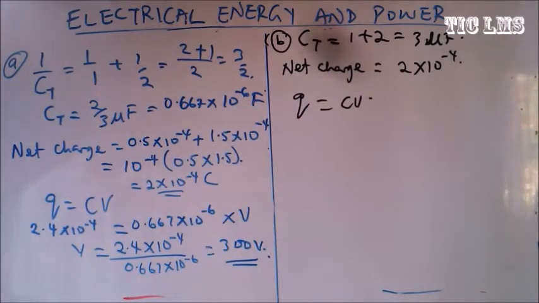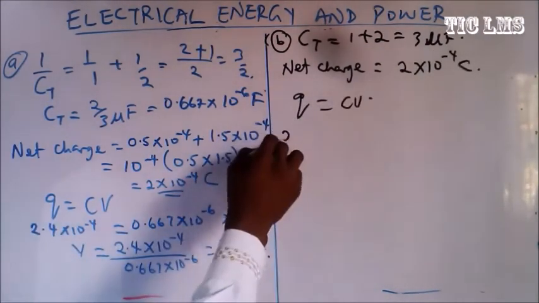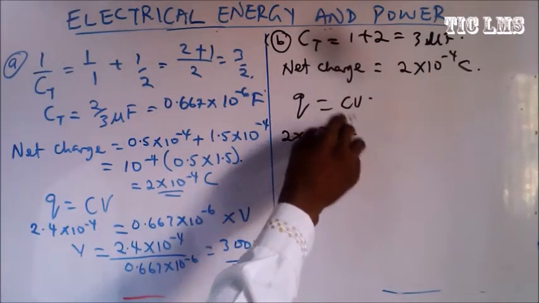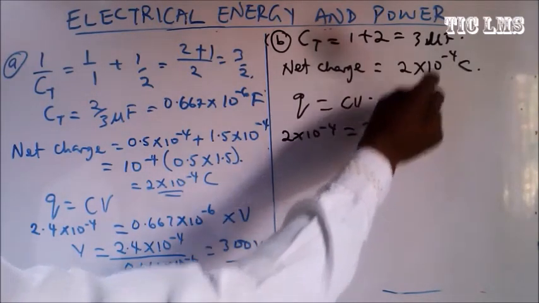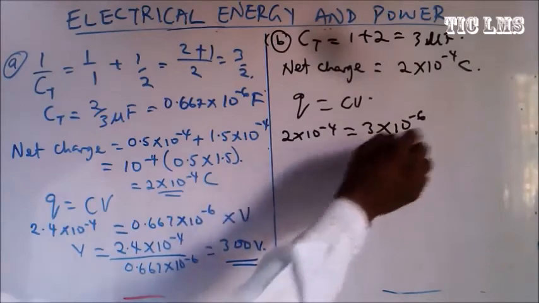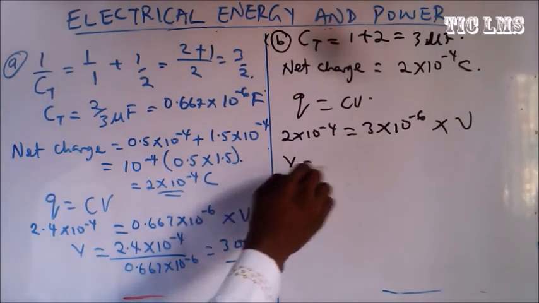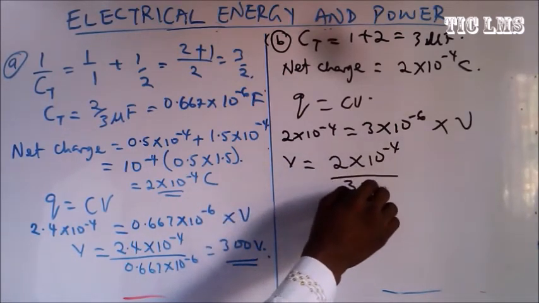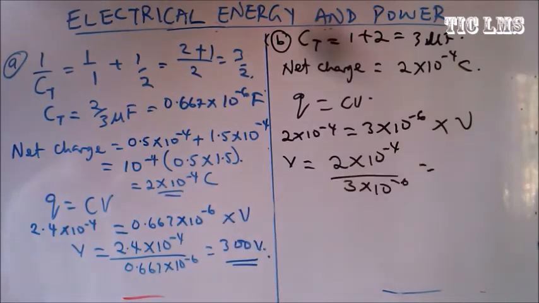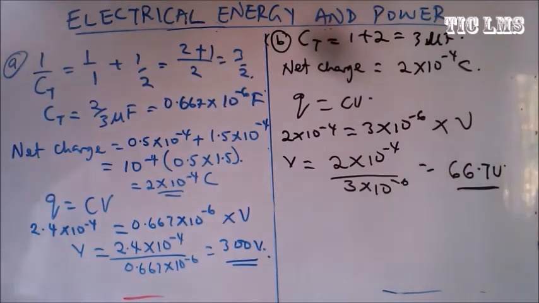Our Q is the charge. So the charge is this, which is 2 times 10 raised by minus 4. And here is our C, which is 3 times 10 raised by minus 6. That is, the micro becomes minus 6, times the voltage, which is what we are looking for. So V equal to 2 times 10 raised by minus 4 divided by 3 times 10 raised power minus 6. And when we calculate this, we would have 66.7 volts as the potential difference.